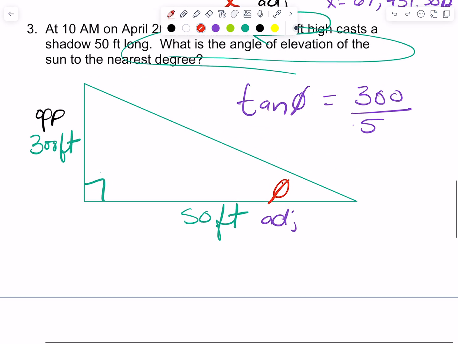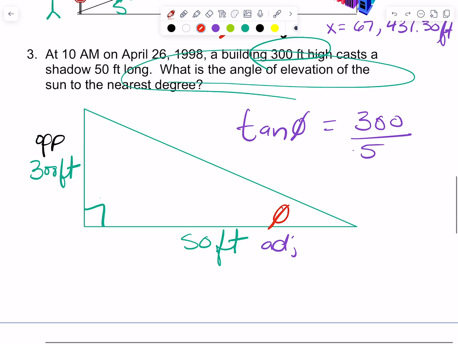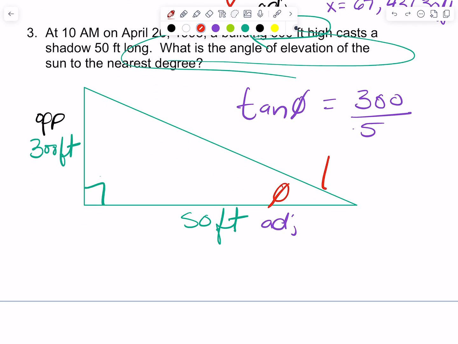When you're looking for an angle, you're going to use the inverse. You're going to use the -1. It just means it undoes it. So whenever you look for an angle, this is what you're going to type into Desmos. You're going to do tan to the power of -1. In parentheses, you're going to do 300 over 50. Type that into the calculator. Make sure you're in degrees. It's going to give you an angle approximately.